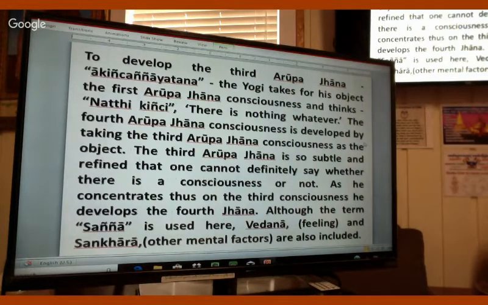Yeah. So practice again and again like this. At that time, the concentration is more and more powerful. Mind objects become more and more subtle, and close to disappearing at the time. That's why more and more clear nothingness like this. Focus like this. Yeah. Practice at the time, that Arupa jhana you attain. So that Arupa jhana is so subtle and refined, we cannot definitely say whether there is consciousness or not.